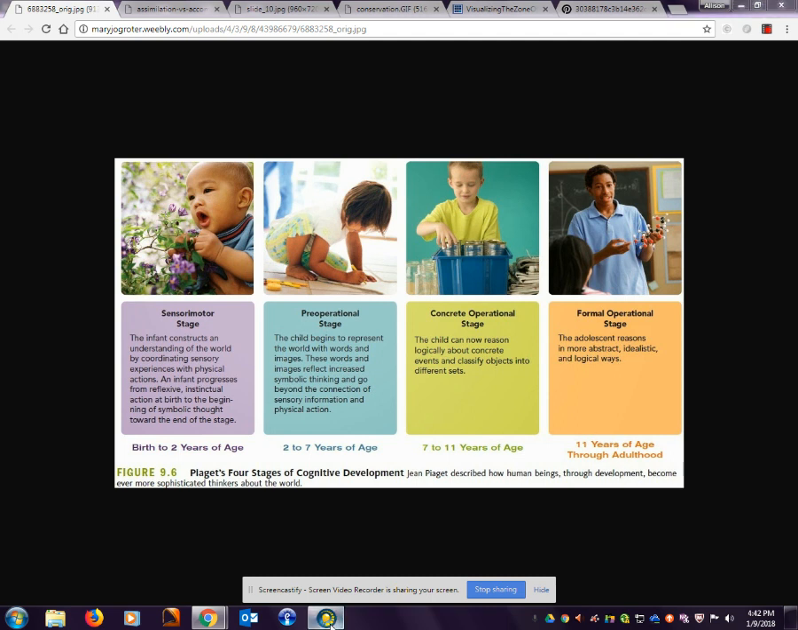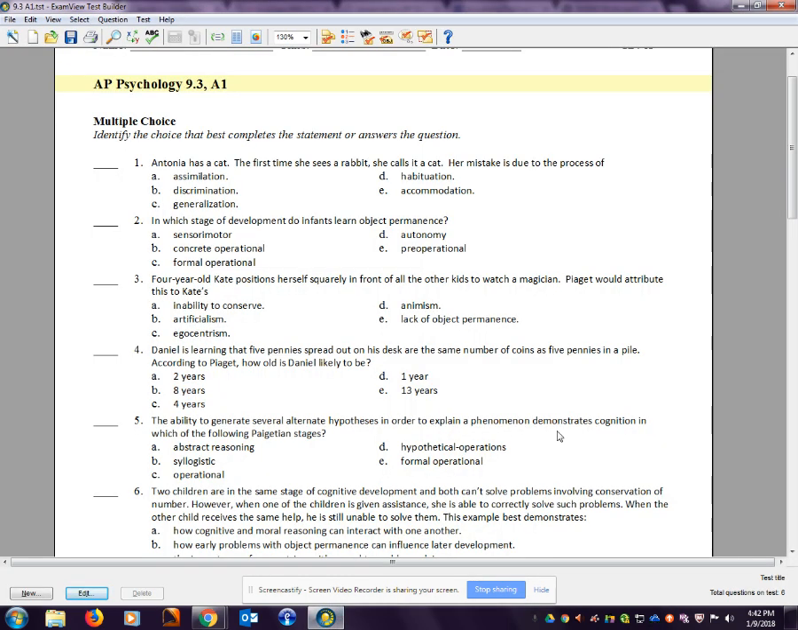All right, so let's get back to the quiz. Question 1. Antonia has a cat. The first time she sees a rabbit, she calls it a cat. Her mistake is due to the process of. All right, the right answer here is assimilation. In your notes, I asked you to learn about assimilation, schemas, and accommodation.